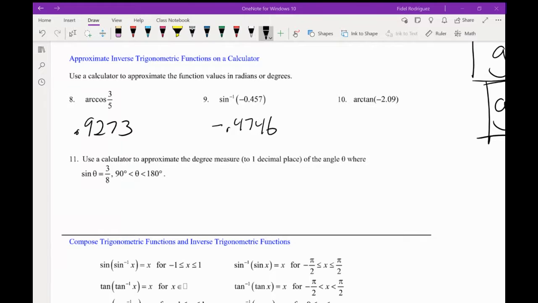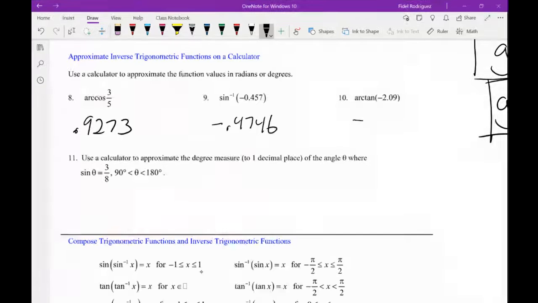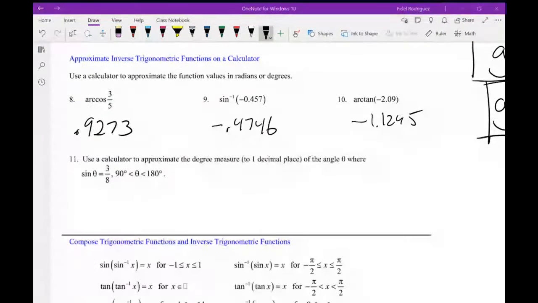Arctangent of negative 2.09. So remember, arctangent, same thing, tangent inverse of negative 2.09. Enter this in. And again, I'm going to go to 4 decimal places, negative 1.1245. Okay. And so Thomas, are you using that calculator 84? It's working for you? Same thing, right? Okay, so calculator 84, guys, seems to work exactly the same way.